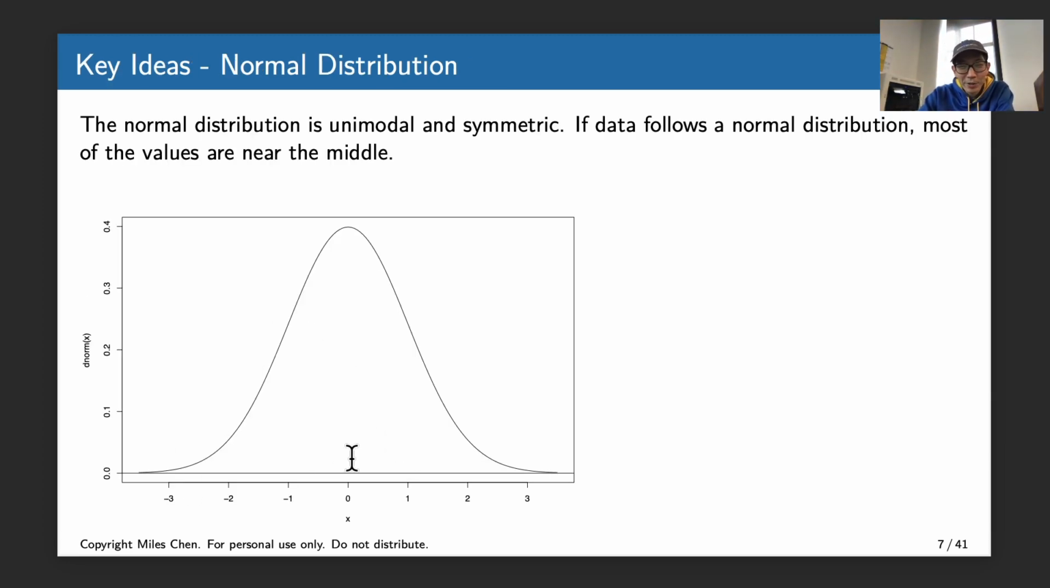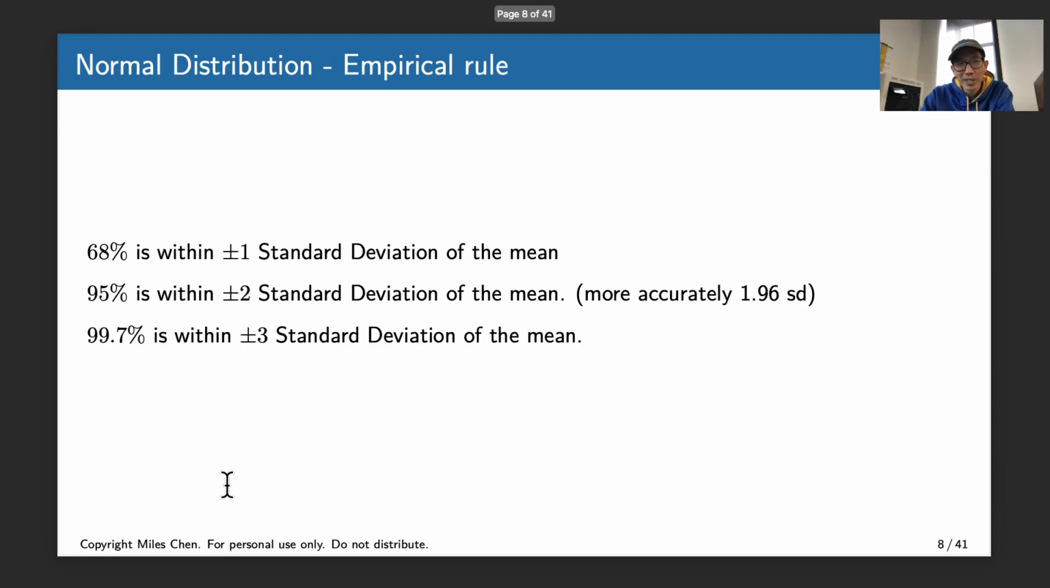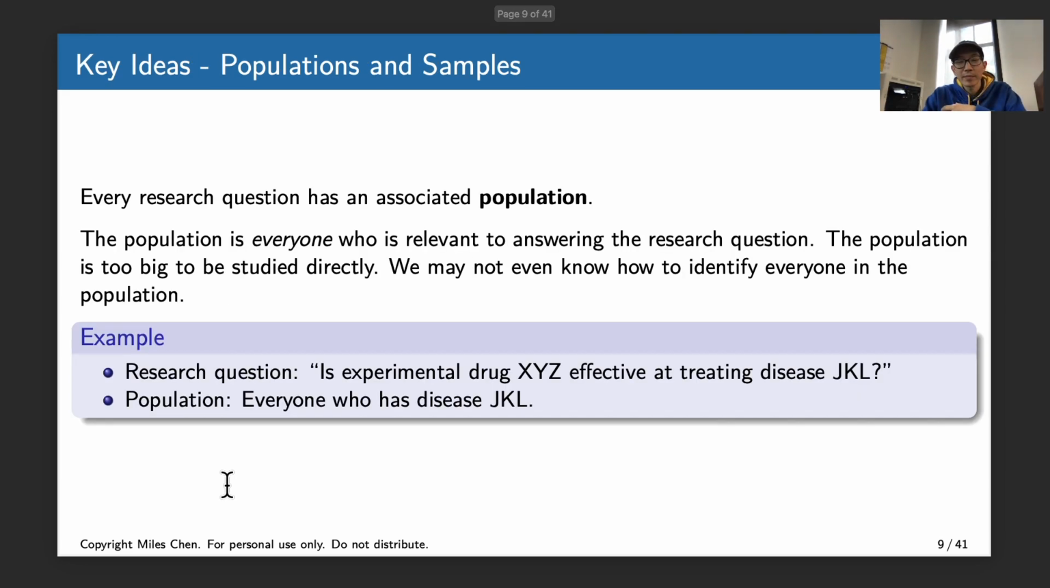So anyway, 68% are within 1 standard deviation, 95% are within 2 standard deviations, and then almost all of it, 99.7%. Only 3 out of 1,000 are beyond 3 standard deviations from the mean, okay? And that's going to be important going forward, because a lot of things end up looking like the normal distribution.